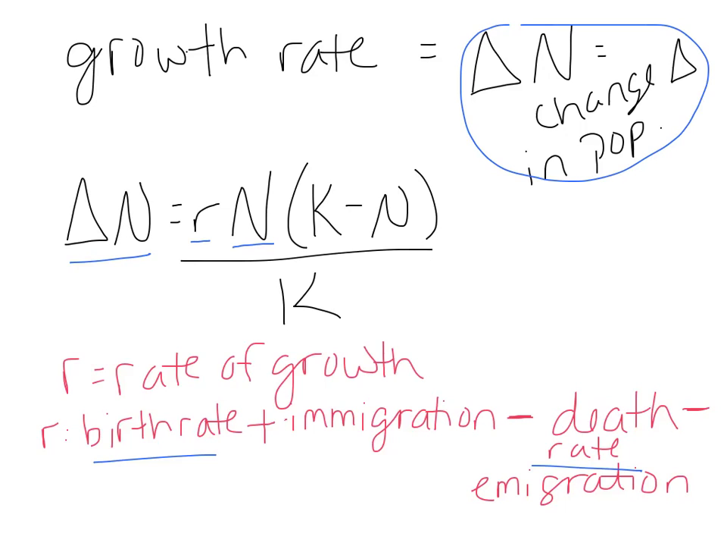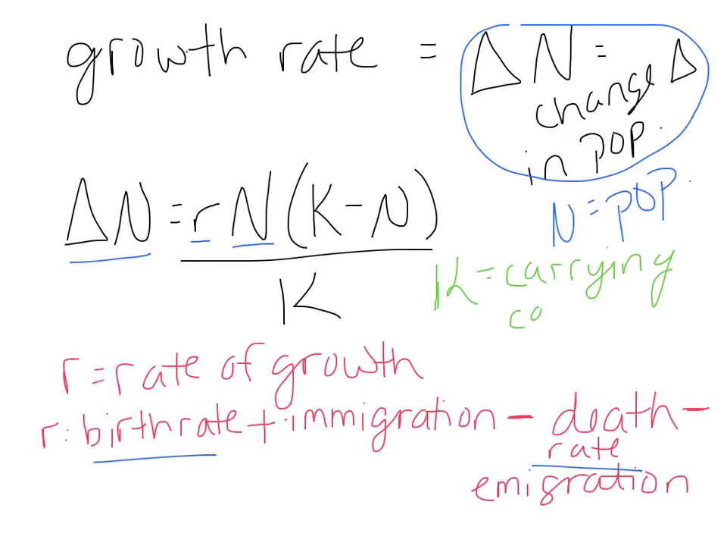So what's our plain old N? Well, if delta N is the change in the population, then N is my population, my current population size. Okay, and then K is actually what we use to represent carrying capacity. So K stands for the carrying capacity.